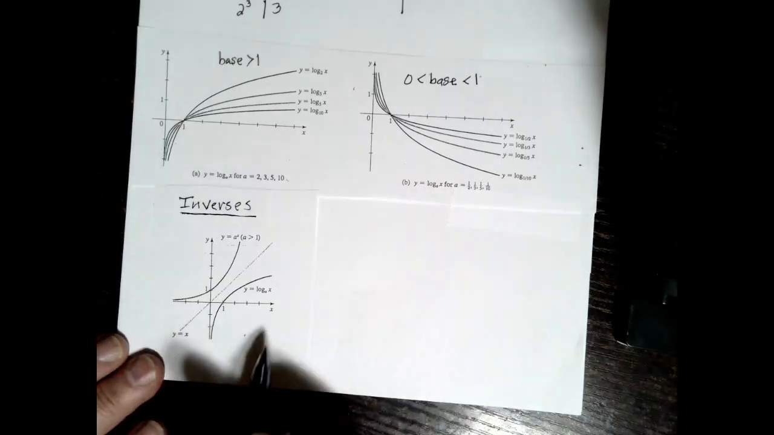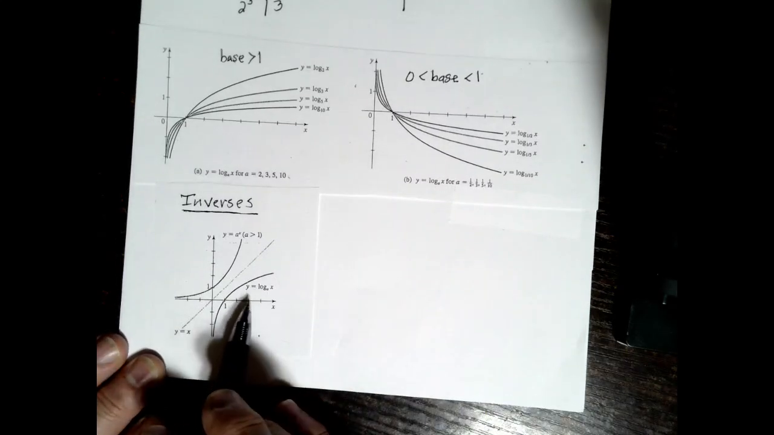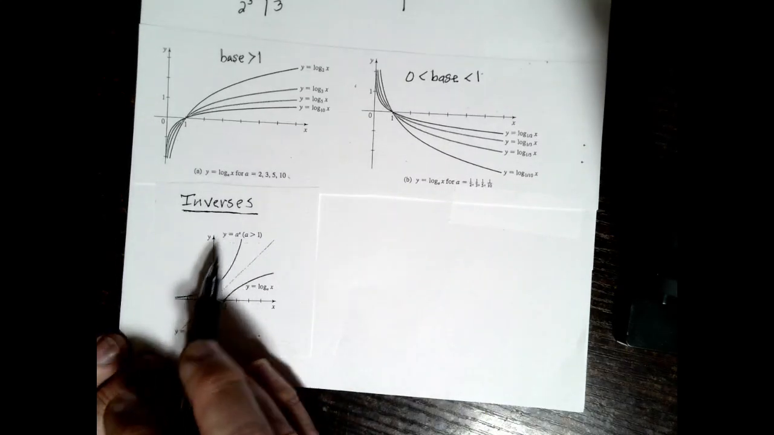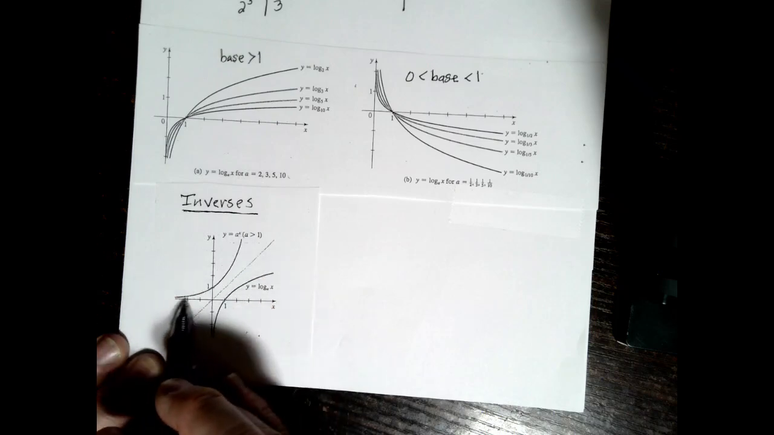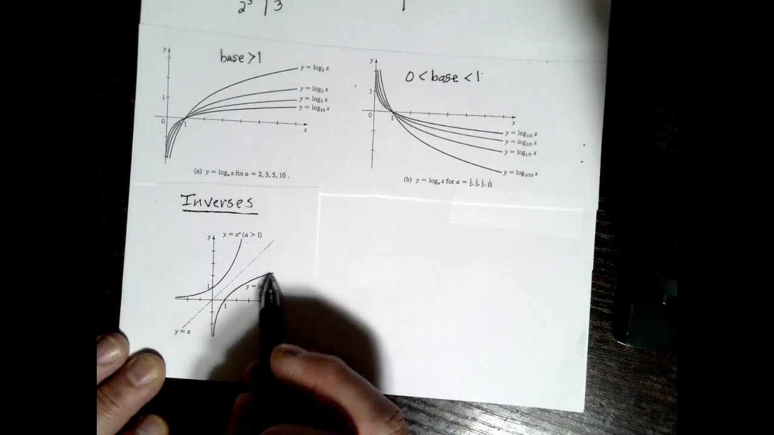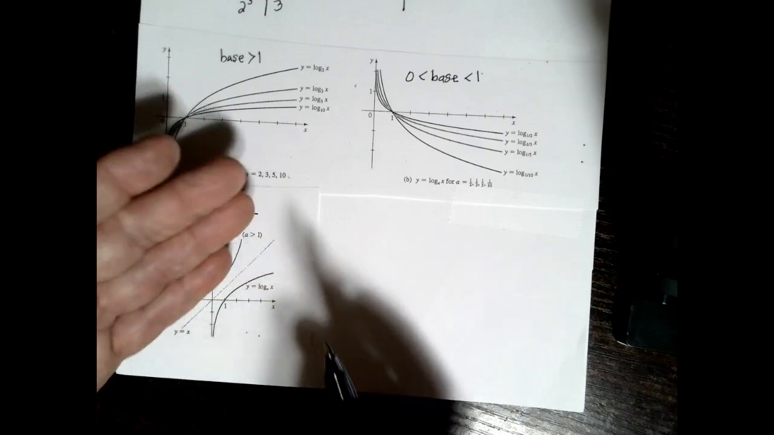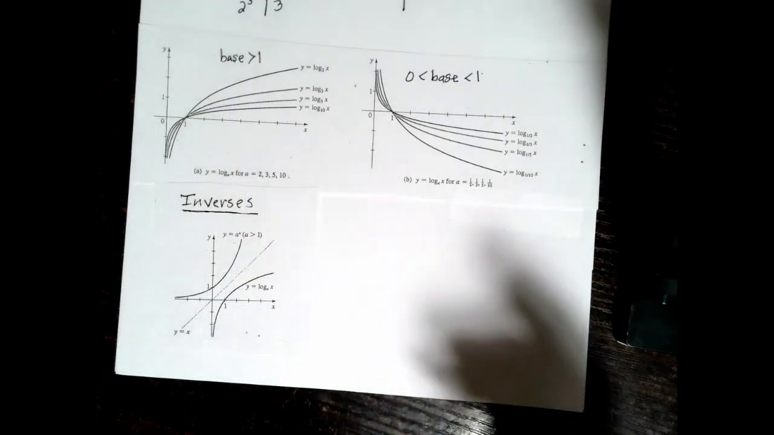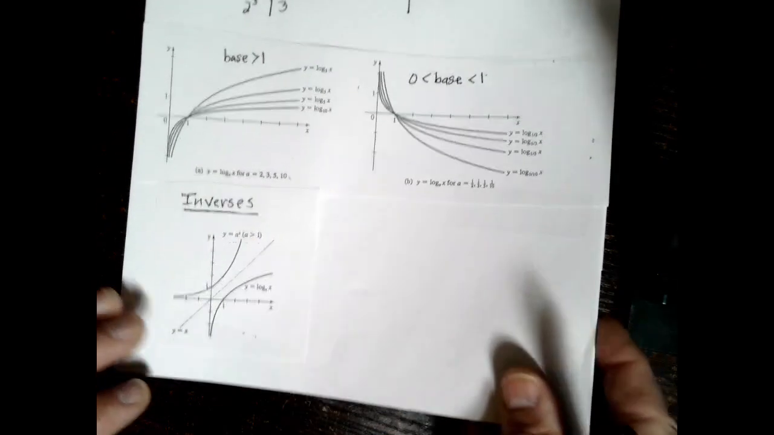Now like I said, log base a of x is the inverse of a to the x. So if you got a to the x, it looks like this. We're talking about greater than 1 here. A to the x, log base a of x equals this, and they're pivoting on the y equals x axis. They're inverses of each other.